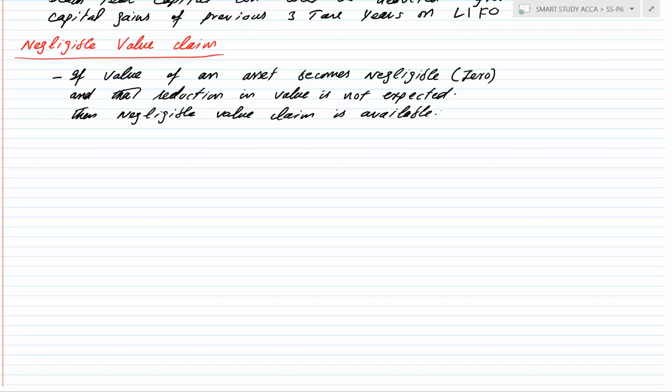It means it should not be a depreciating asset. Normally, in the case of depreciating assets, the reduction in value is expected. With the passage of every year, we will use this asset and the value will be reduced over the years. In that case, a negligible value claim is not available. It is only available for those assets whose decrease in value is unexpected and the value of the asset becomes zero.